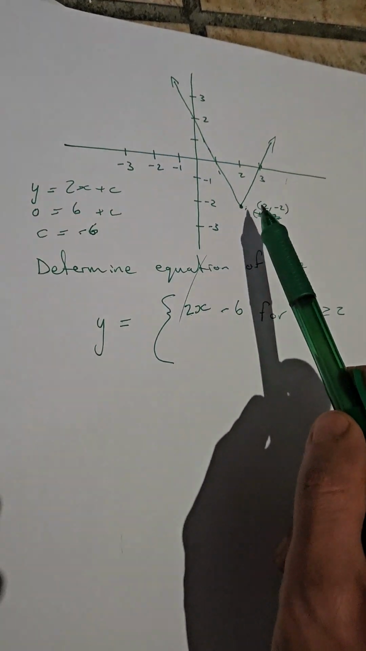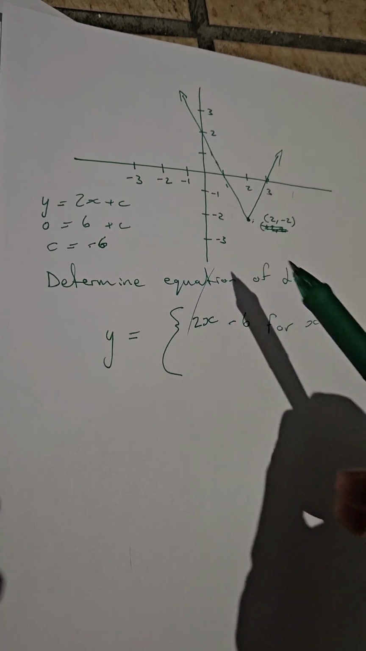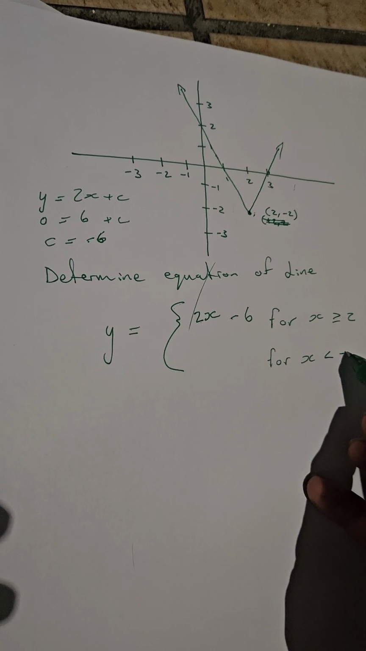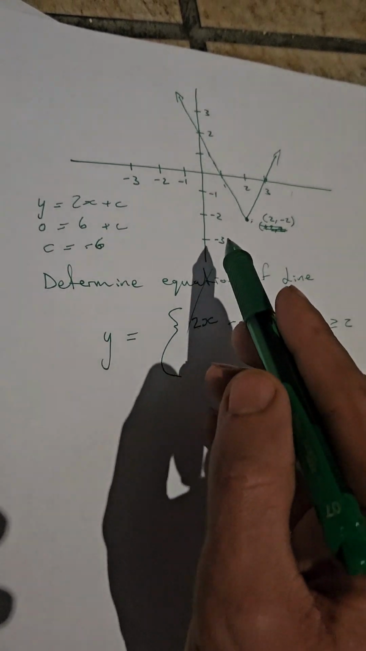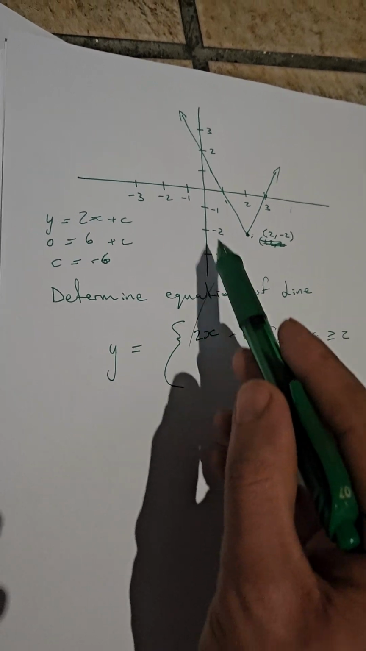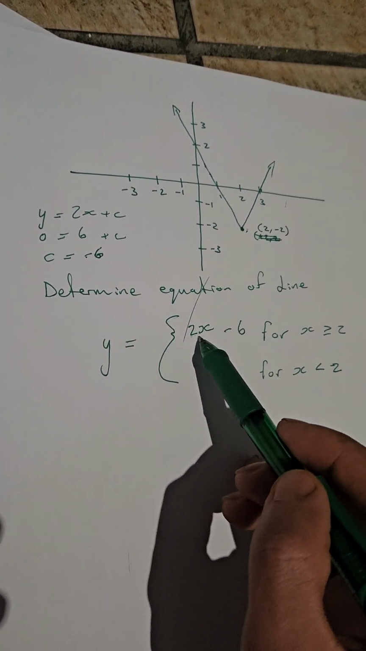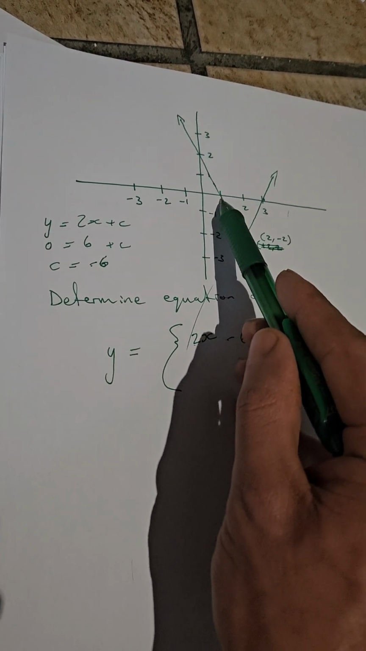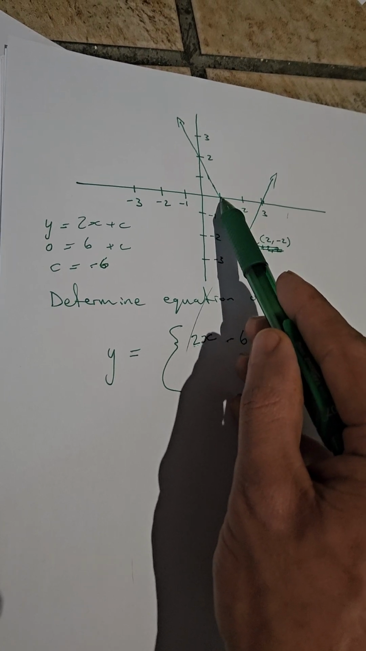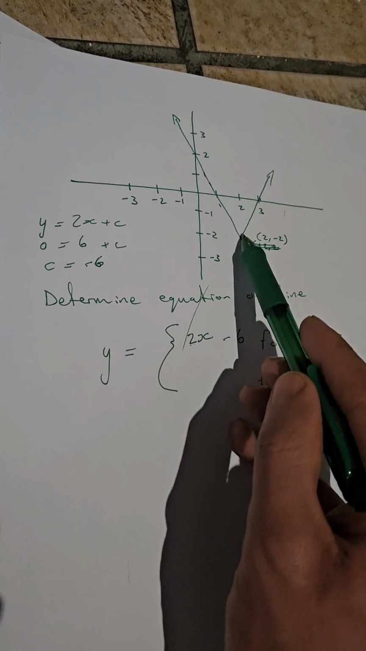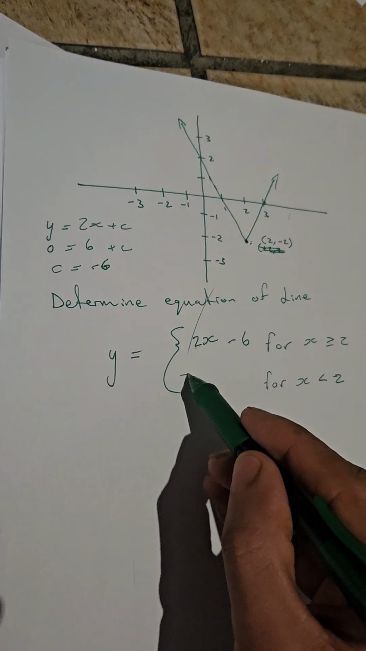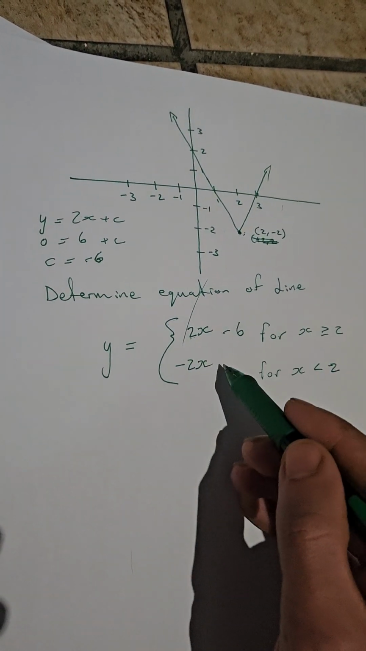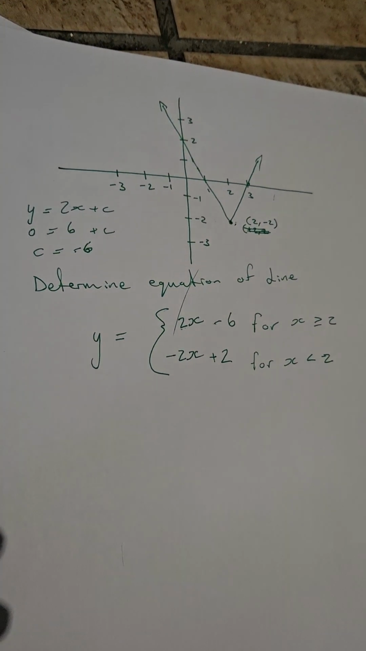Okay, now the second one. I can see it exists to the left of 2, so it's for x smaller than 2. I can see it has a gradient. I already know that if it's an absolute value graph, it's just going to have the exact same gradient but negative. But let's look at it to see if it makes sense. For every 1 unit I go to the right, so from 1 to 2, I go 2 units down. So that makes it a gradient of negative 2x. My c value is 2 because it cuts the y-axis at 2.